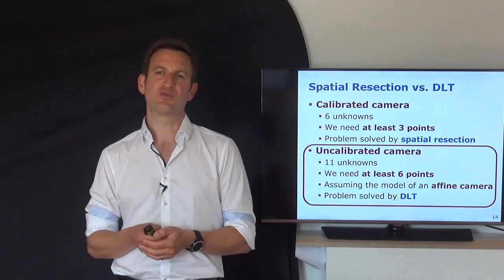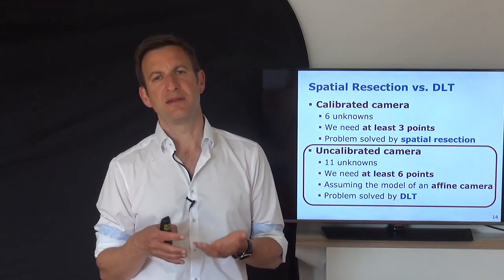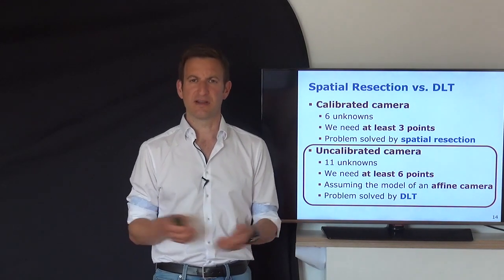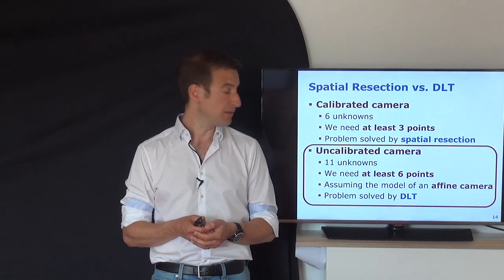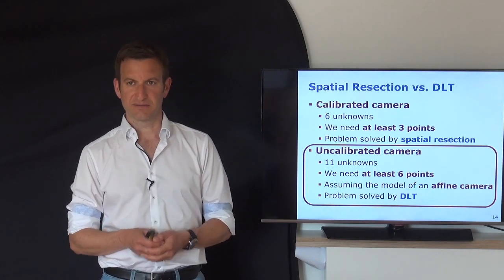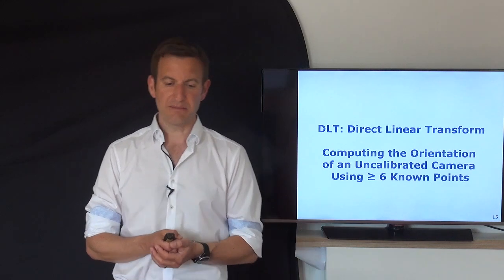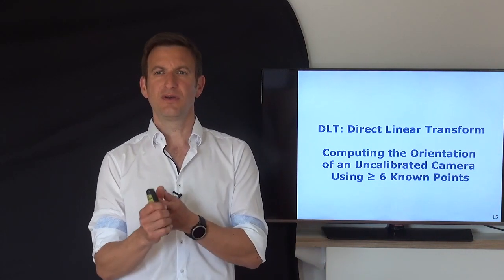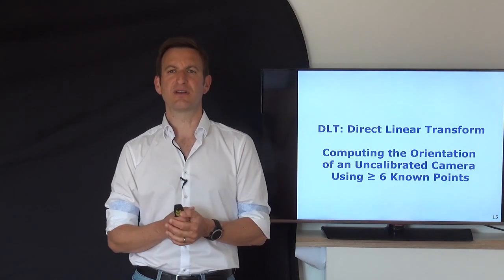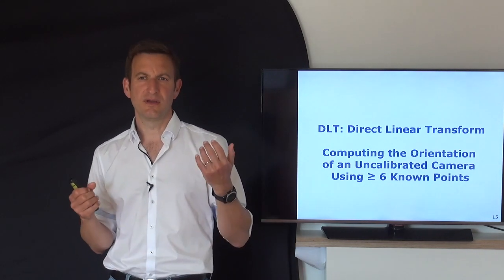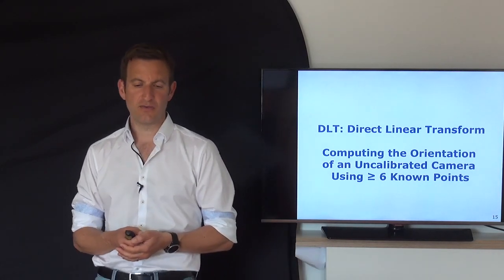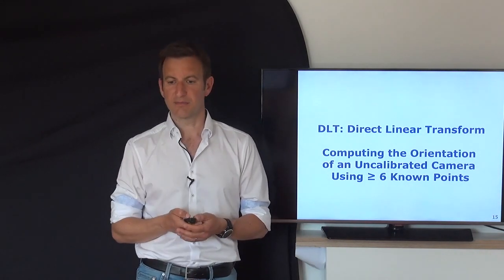Of course, under the assumption that we only have an affine camera, that means we are ignoring our nonlinear effects or nonlinear noise that we have in our process. So we assume only linear dependencies. So in sum, the task today is to compute the mapping, determine the parameters, and we use the direct linear transform for computing the orientation of an uncalibrated camera using at least 6 known 3D points in the environment.